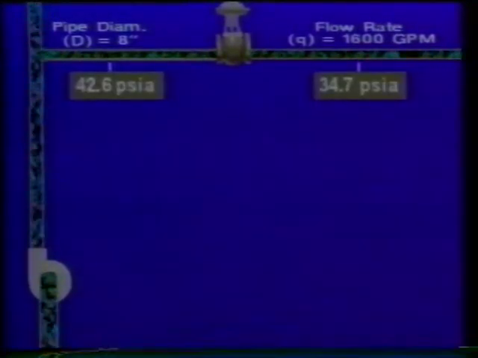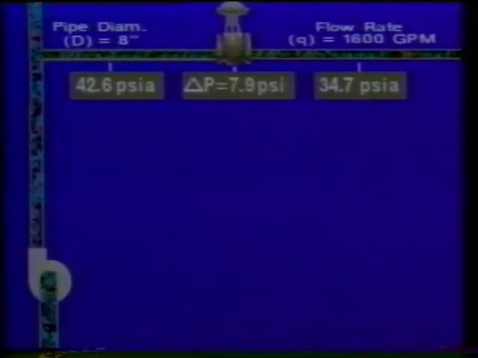The control valve we'll be sizing is to be used in a river water system that provides cooling for a process. Data that's been collected indicates that the valve will be located in an 8-inch Schedule 30 pipe. The maximum flow rate to the process will be 1,600 gallons per minute. Upstream pressure will be 42.6 psia, and downstream pressure will be 34.7 psia. So differential pressure across the valve is 7.9 psi.